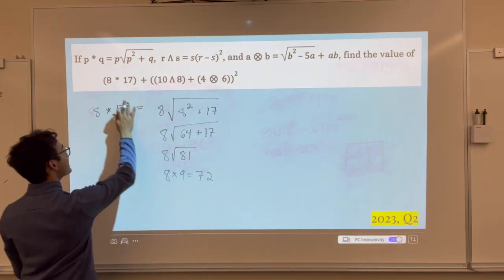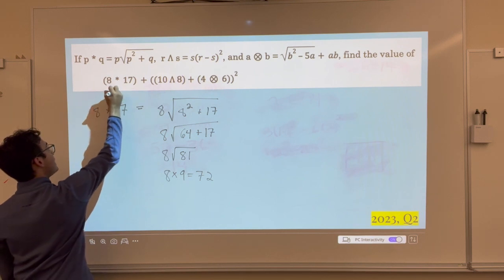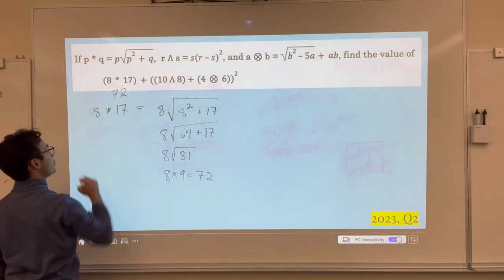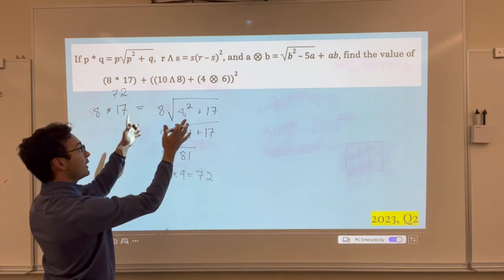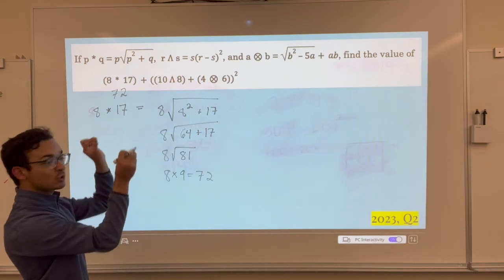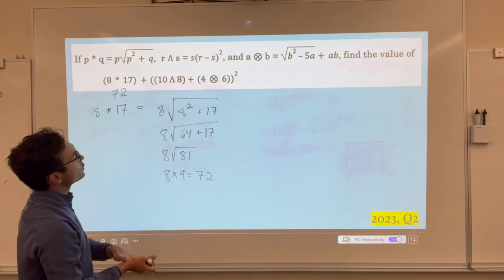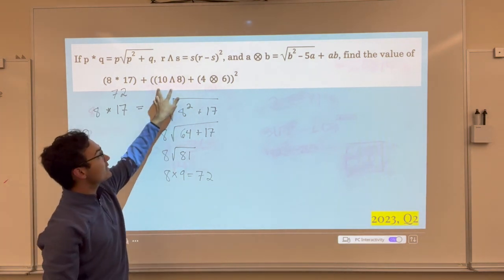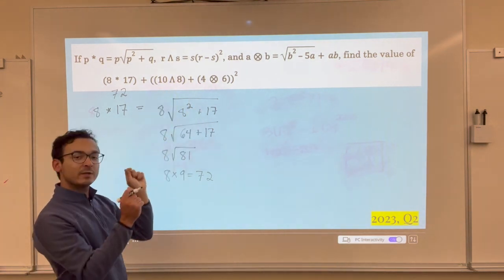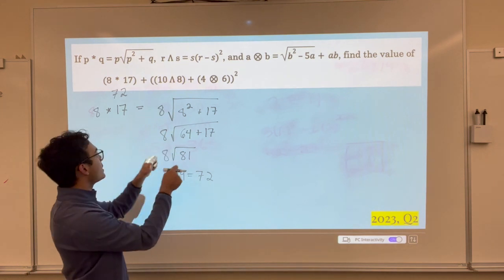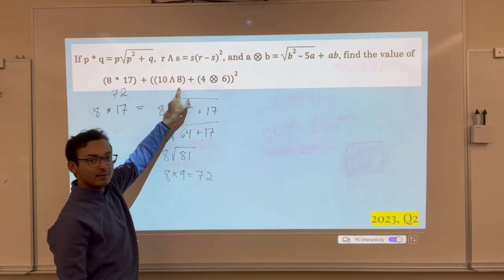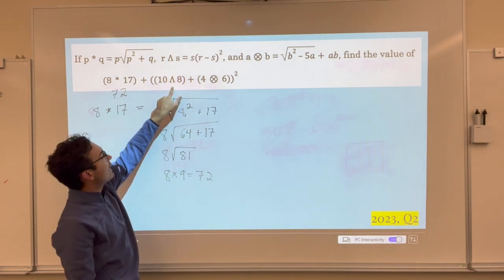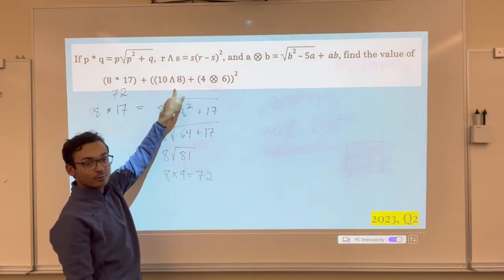So our very first thing here, 8 star 17, will be 72. Now we can move on to this more complex expression over here. We can see that it wants us to square the entire quantity. So what we're going to want to do is evaluate the inner quantities first, and then we can square our answer. So let's start with this first inner quantity, which is 10 lambda 8. If you didn't know, this is the capital letter for lambda in the Greek alphabet.